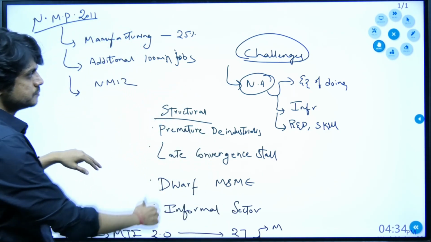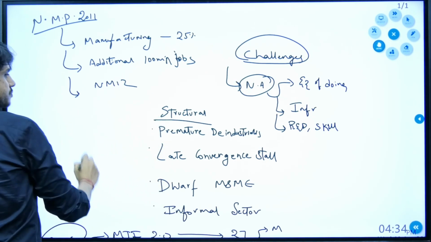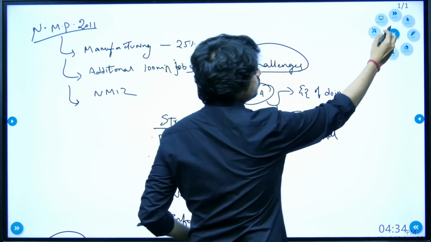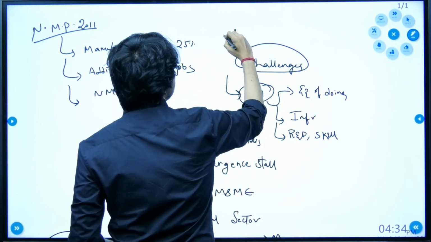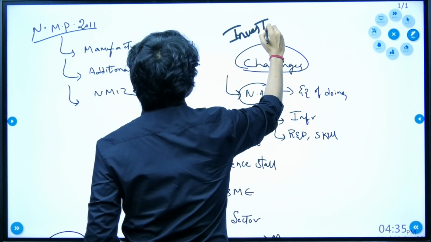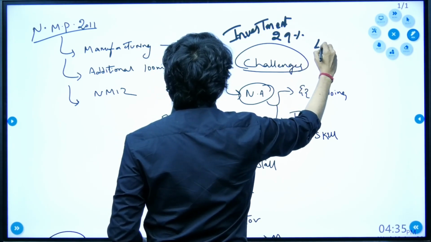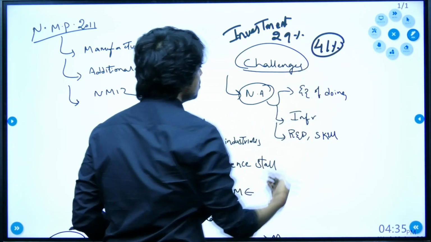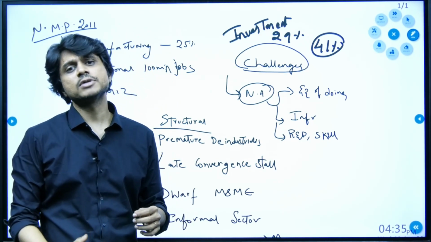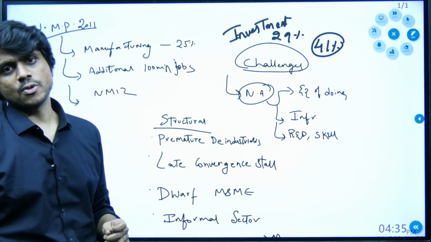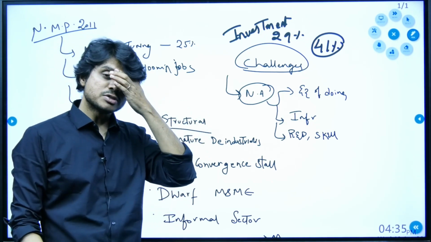Okay, we'll understand. So what are the challenges? The first major challenge is investment. Currently what is the investment level we have? It is 29%. During the 2011 time period, we had investment as high as 41%. What actually is investment in the national economy? Investment is nothing but your production of capital goods. The more the capital goods production is, the better will be your investment levels. So that's how investment is important.